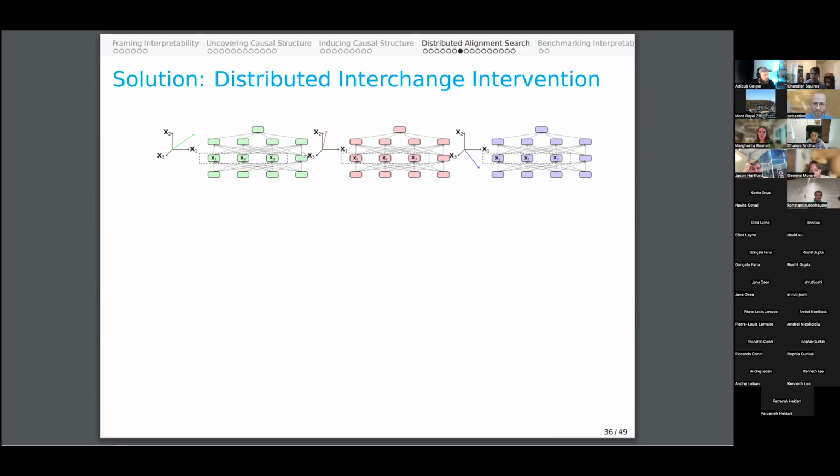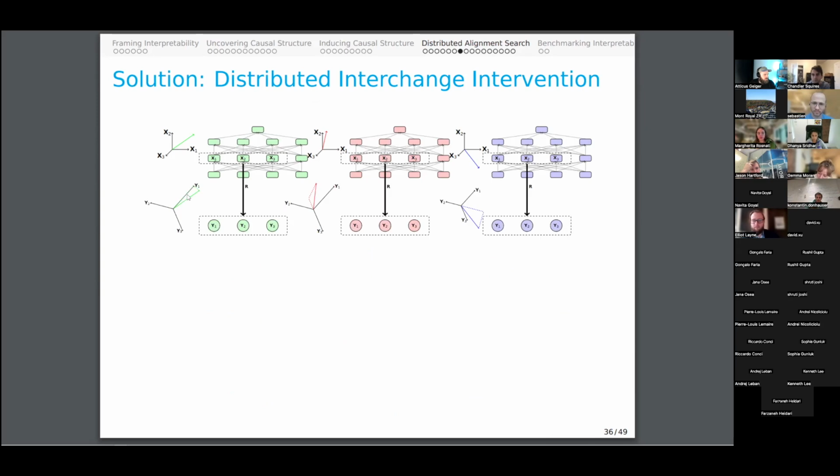So the idea is these are 3 runs of the neural network, each with a different input: green input, red input, blue input. At these 3 neurons, we get a vector representation that is represented visually in each of these locations. What we can do is first apply a rotation matrix, so we get to some non-standard coordinate system. The vectors stay the same, but now the coordinate axes have been rotated, and we're in this new representation space. It's still 3-dimensional. Then we do our interchange intervention.